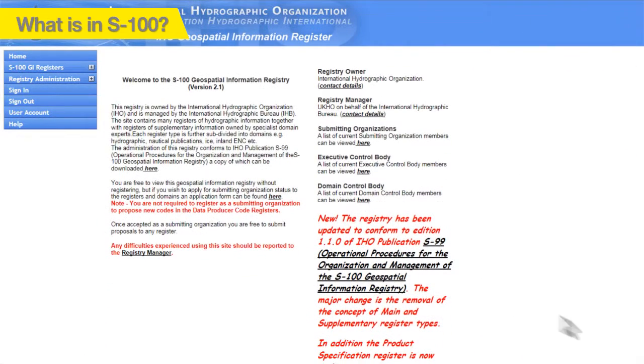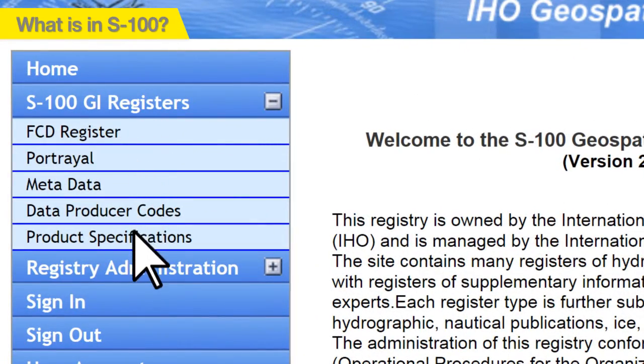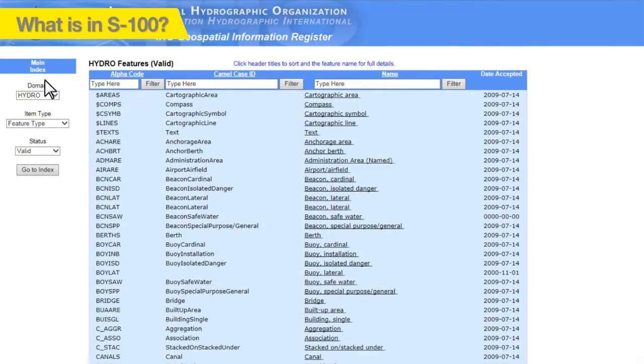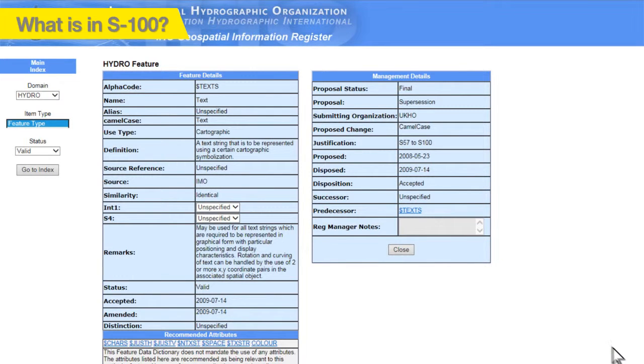One of the most significant aspects of S100 is the employment of registry and register. A registry is the entire information system in which a collection of registers is located. A register is a collection of tables containing identifiers assigned to items with descriptions, and it includes names, definitions, and usage codes.